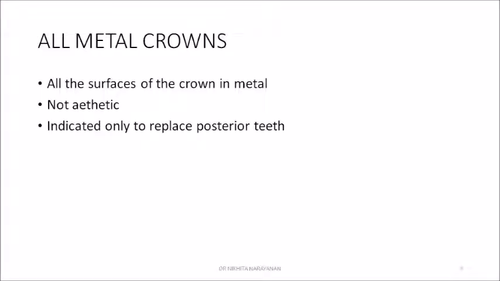As I told you earlier, all metal crown is made up of metal. There is no acrylic or ceramic veneer on top of it. Whatever is visible is made up of metal. The core and all the clinically visible part is in metal. So these cannot be used for anterior restoration because it is non-aesthetic. So we usually prefer it for posterior restoration.